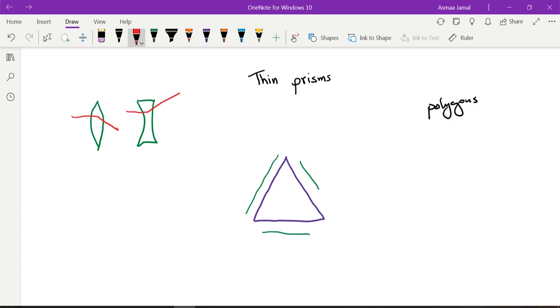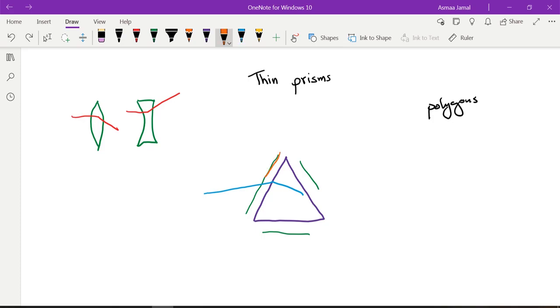So the image will be clearer, sharper, bigger, or even smaller than the object. But that doesn't happen in the prism. The prism will only change the direction of the light without divergence. Since there is no divergence in the prism, that means there is no focal point.